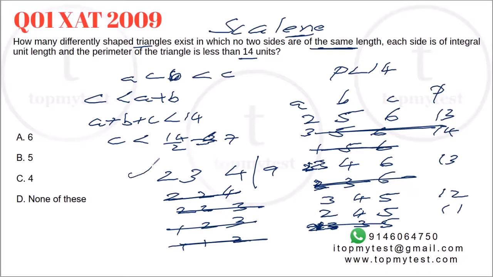How many such triangles? 1, 2, 3, 4, 5. Option B will be your correct choice. You might think that it takes a longer time. I had to slow down to explain. In an exam situation, even if you don't know the formula, 2.5 minutes will be the max you will need to solve this.